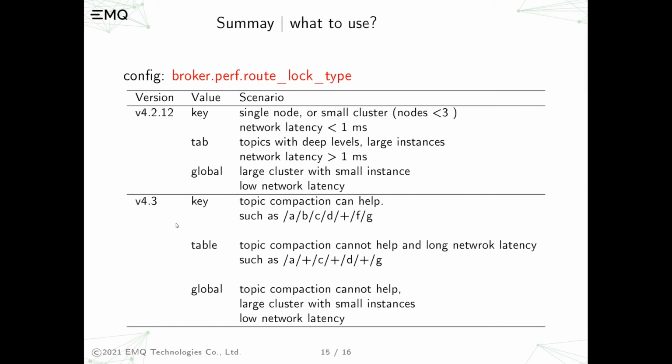And the same goes for the global lock. If topic compression cannot help, you have a weird topic setup, like you have wildcard topics in the middle, and then you create lots of lock points, lock conflict points. Then I think global lock probably can help. And the global lock requires very low network latency because the synchronization needs to be very fast.